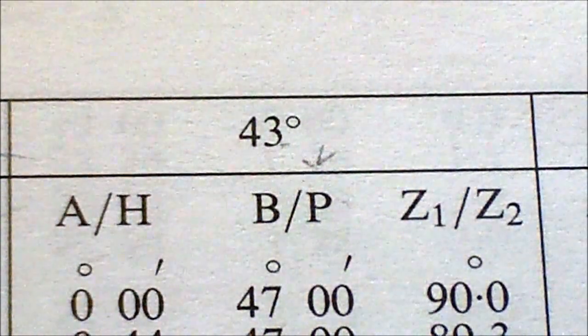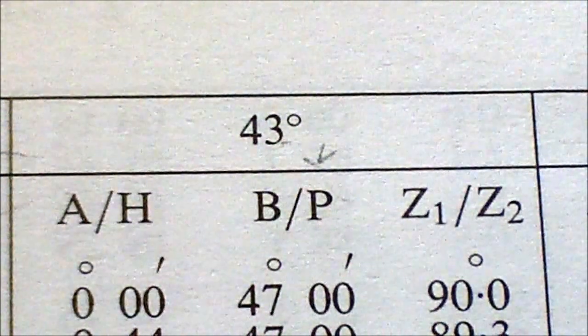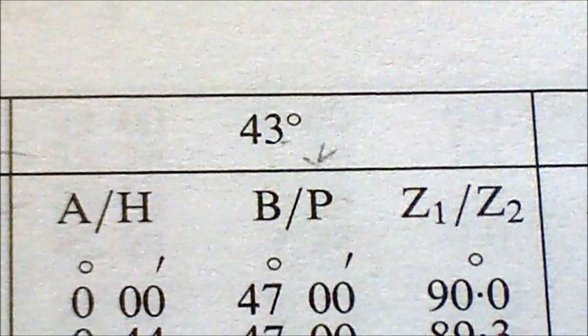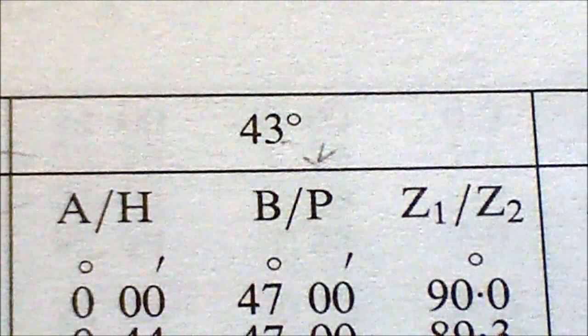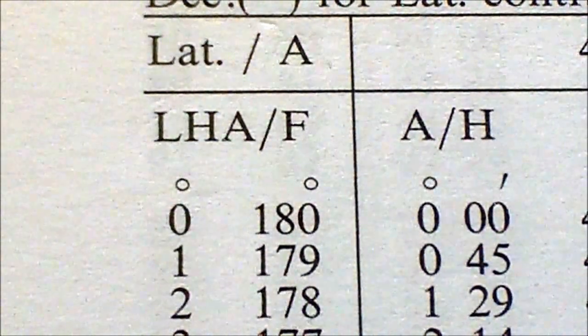In our case, our assumed latitude is 43 degrees. Now, at this point, we're going to look up three sets of numbers, A, B, and Z1. The other number that we need is our LHA of 51 degrees.